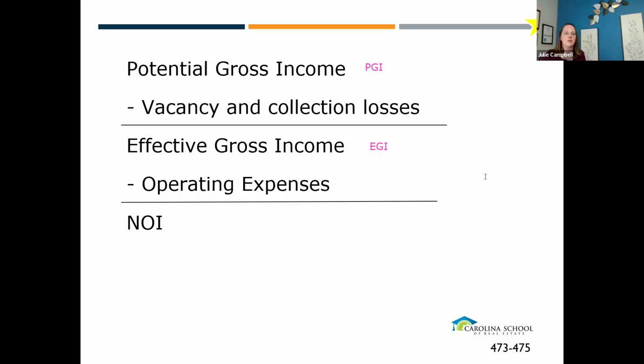Pretty much everything else is going to go under operating expenses. So from our EGI, we deduct our operating expenses, and that gives us our net operating income.